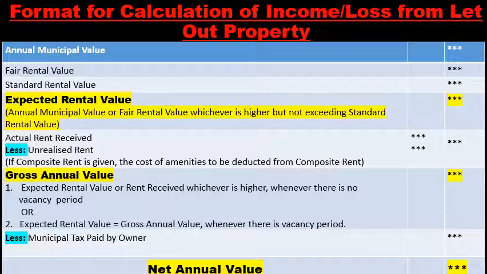Let's begin with the first provision, annual municipal value. Annual municipal value means the value fixed by the municipal authority for a house or for a building. That is called the annual municipal value.